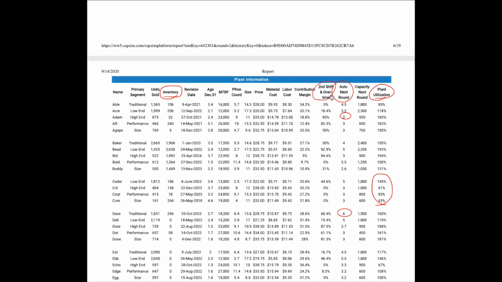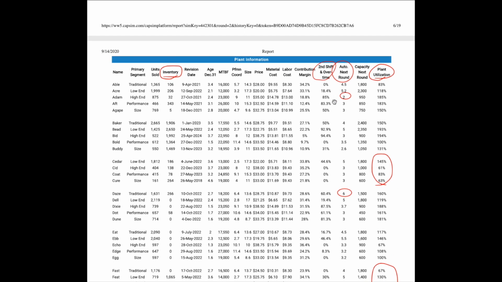Next one I want to point out is second shift overtime. For the second shift, first shift production capacity is the size of the factory. If you are using second shift labor, the labor cost will be 150% of the first shift labor cost. So it's more costly to have a second shift, but it could be worth it if you can sell your product, right?